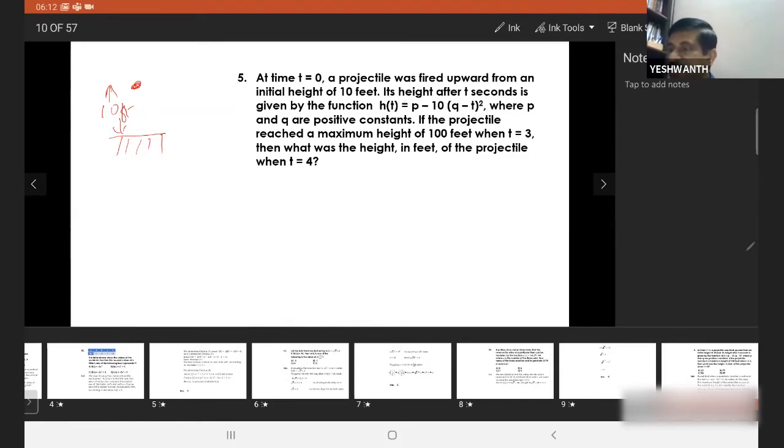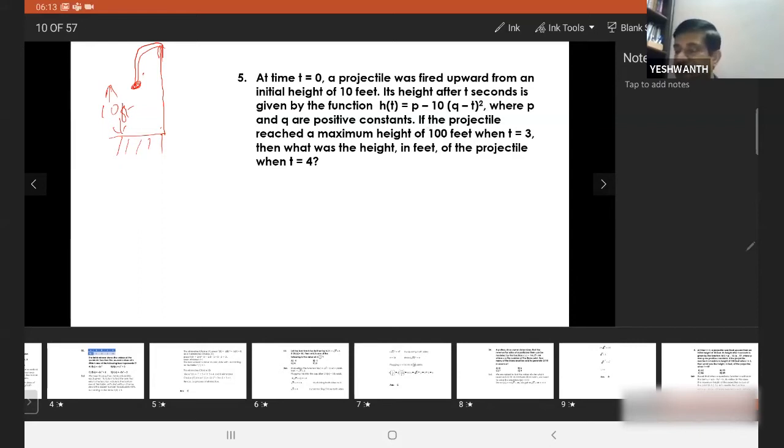Its height after t seconds is given by h of t. That means it goes up and up, reaches maximum height, and then it moves down to the ground. Now h of t equal to p minus 10 into (q minus t) whole square. That is the function given, where p and q are positive constants.